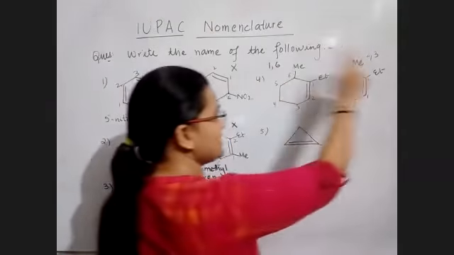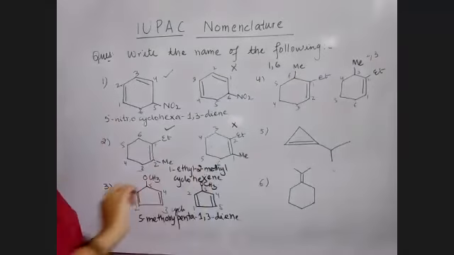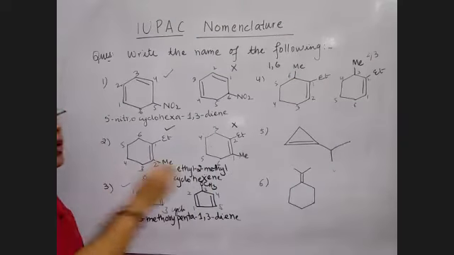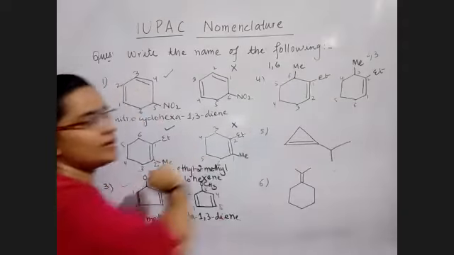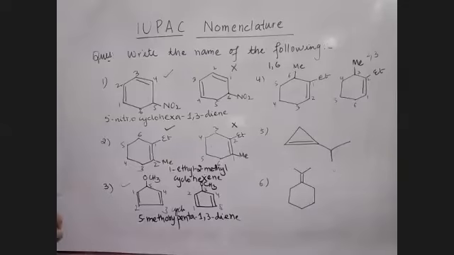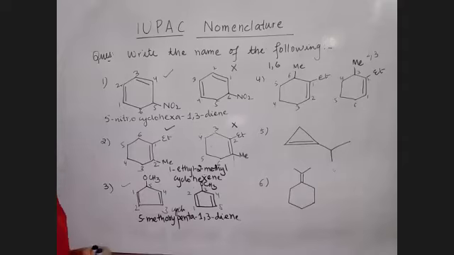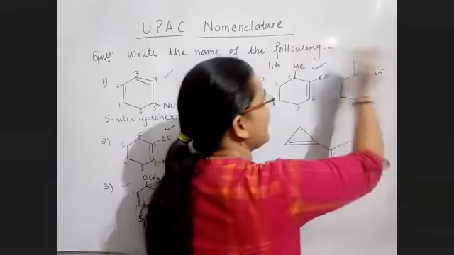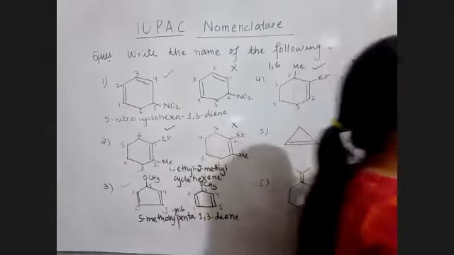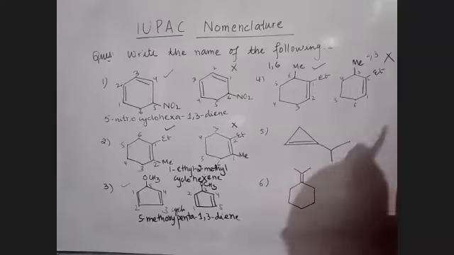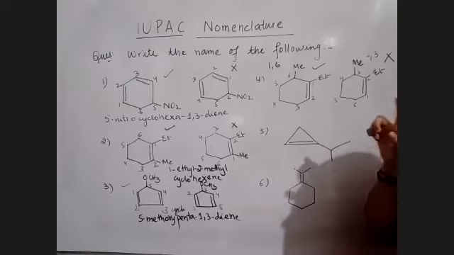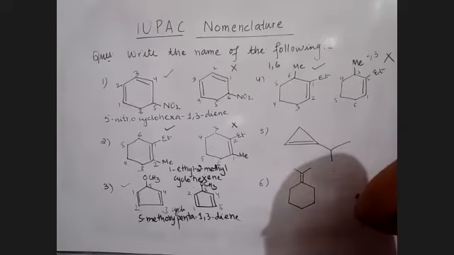So this is 1, 6 and this is 2, 3. So the lowest numbering is 1, 6. Why? Because 1 comes first, then comes 2. So this is the correct way, not this one. Is this point clear? That is not the lowest sum, that is the lowest set of locants rule.